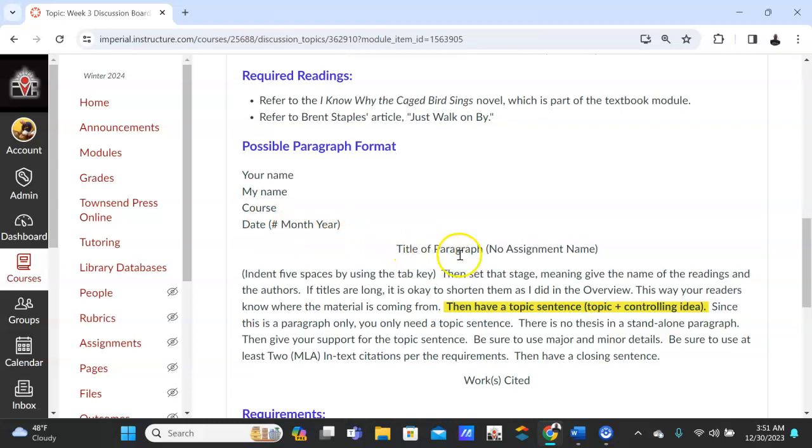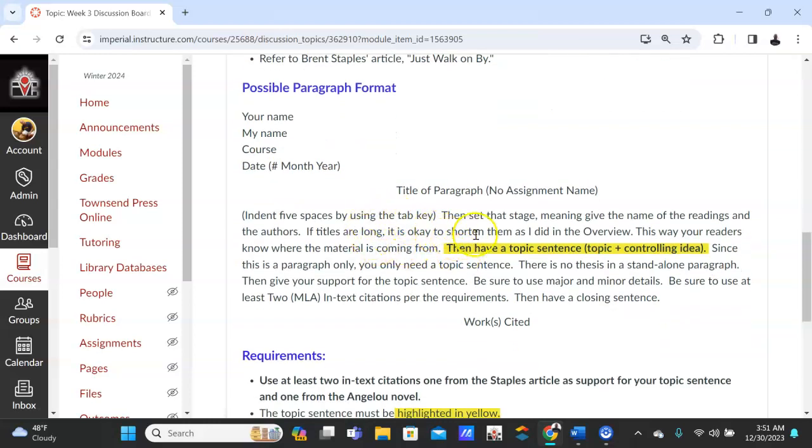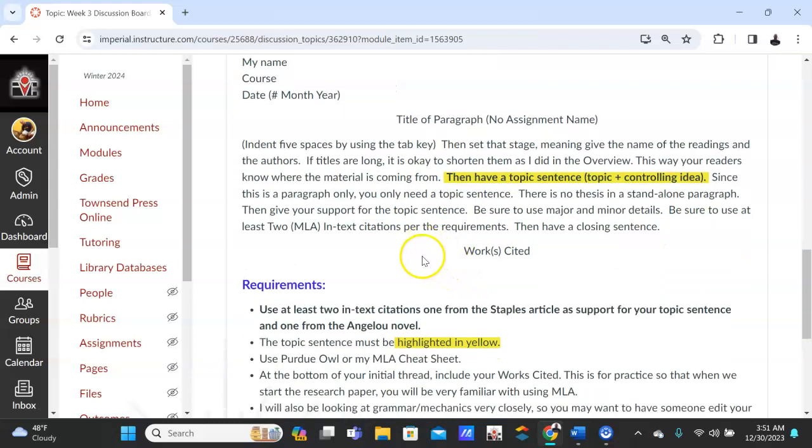MLA, title, indent 5 spaces. Here, set the stage. I would talk about I Know Why the Caged Bird Sings and Uncle Willie and Staples. Since this article is long, shorten the title if you want to, and then go into your topic sentence. The topic would be Uncle Willie and Staples. The controlling idea, well, what are you going to tell us? Are you going to compare or contrast? That will be the controlling idea. Give support for both sides, and then give a closing sentence.